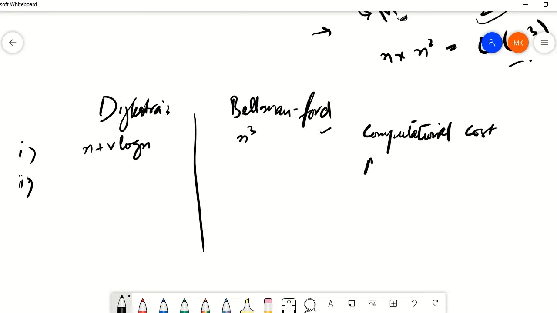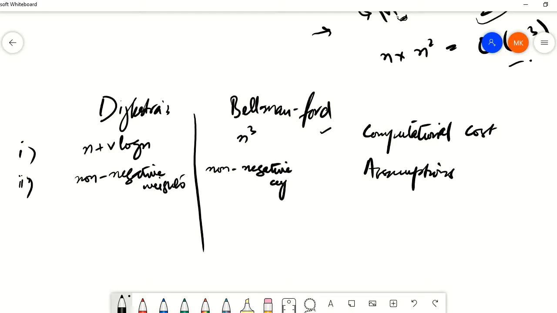Secondly, in terms of assumptions, Dijkstra's algorithm assumes the graph to have non-negative weights, while Bellman-Ford's algorithm assumes the graph to have no negative cycles. That is, it may have negative weights, but completing a cycle, that is starting from a node, traversing other nodes and getting back to the same node, should not result in a negative weight.